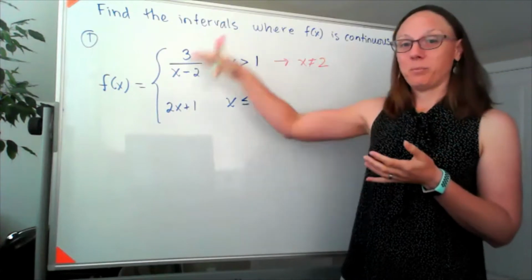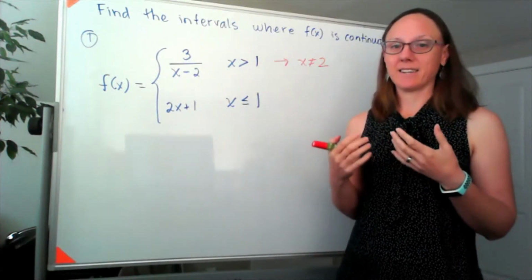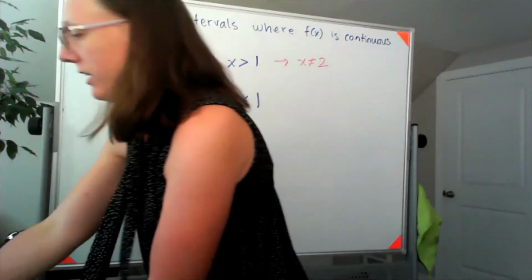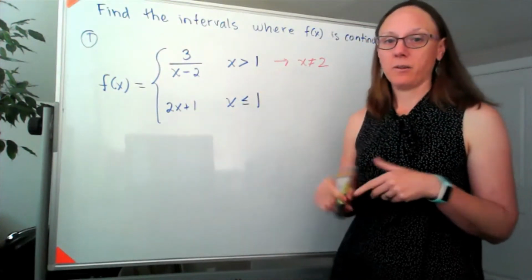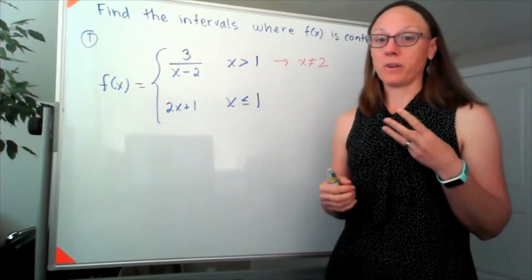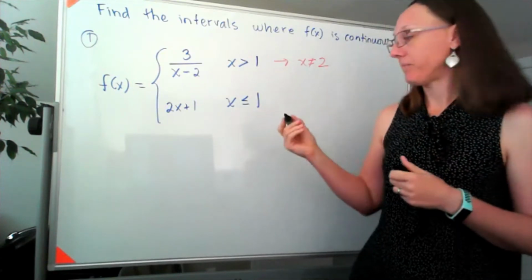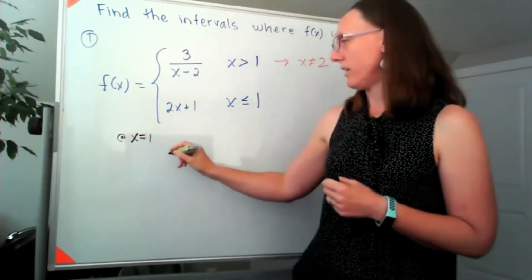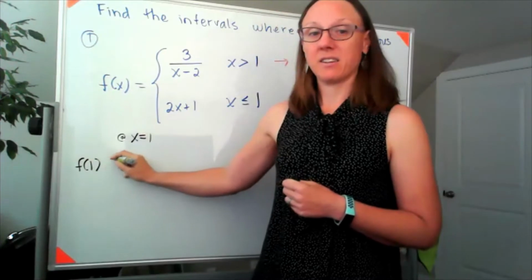But because it's a piecewise function, I also have to think about, is it continuous at the x value where it's matching up? And here, the x value where my two pieces are matching up is 1. So I'm going to check our 3-part definition of continuity at x equals 1. At x equals 1, I need to know, does f of 1 exist?